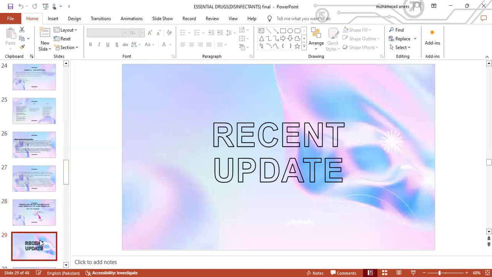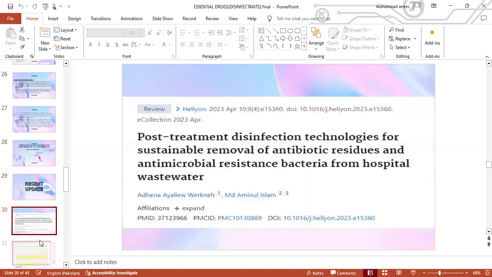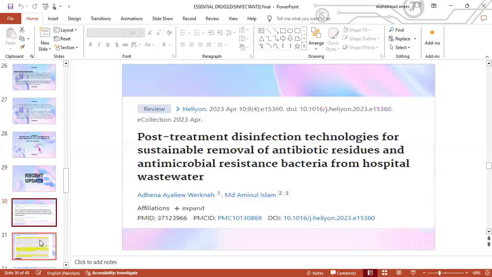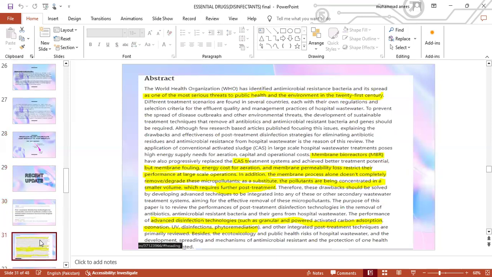Moving on to the recent updates regarding these disinfectants, number 1, post-treatment disinfection technologies for sustainable removal of antibiotic residues and antimicrobial resistant bacteria from hospital wastewater. So the abstract shows the WHO has identified antimicrobial resistant bacteria and its spread as one of the most serious threats to public health and the environment in the 21st century.